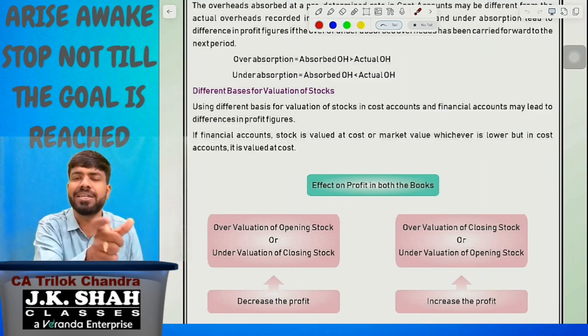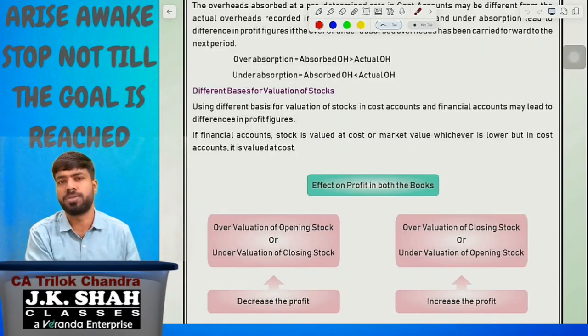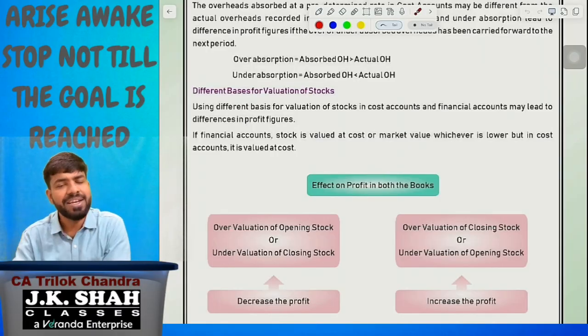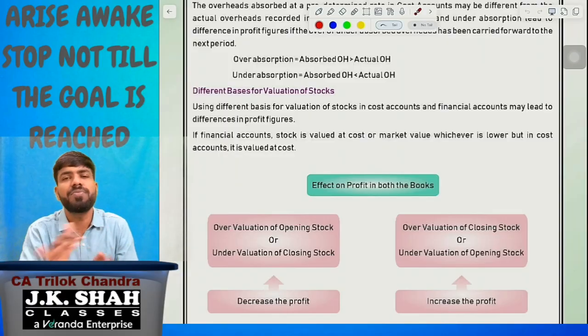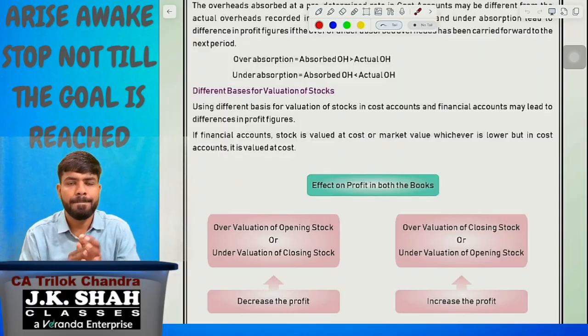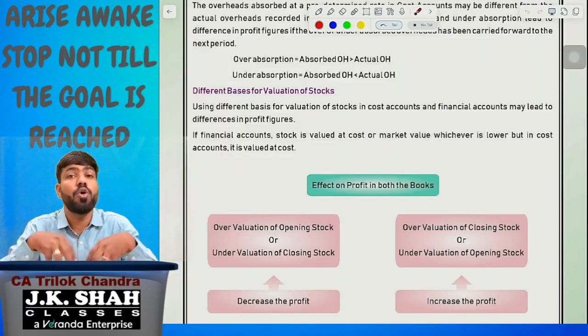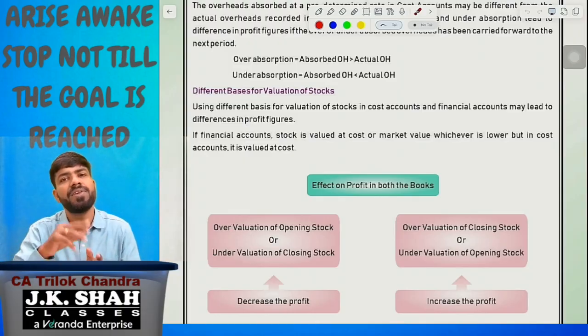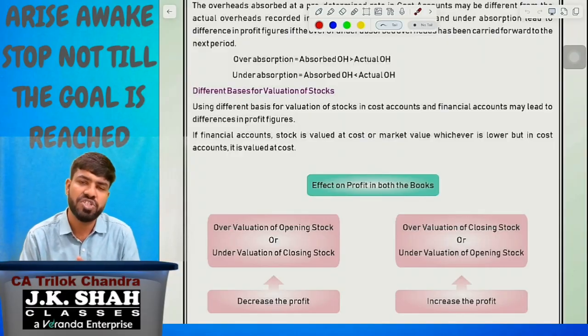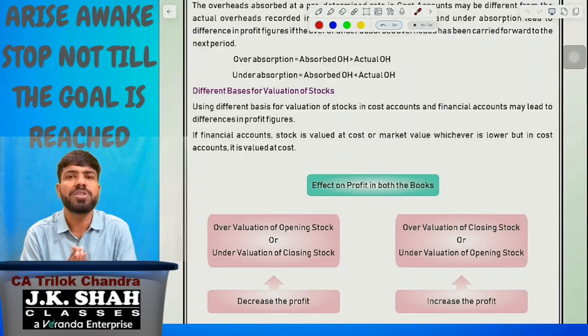Cost of production is the base to value the finished goods, whereas in financial books, cost or NRV, whichever is lower. Because of this, the difference is possible. Are you understanding? We call it overvaluation of stock or undervaluation of stock. The difference we'll identify and consider in the reconciliation statement. Clear about this stock valuation?